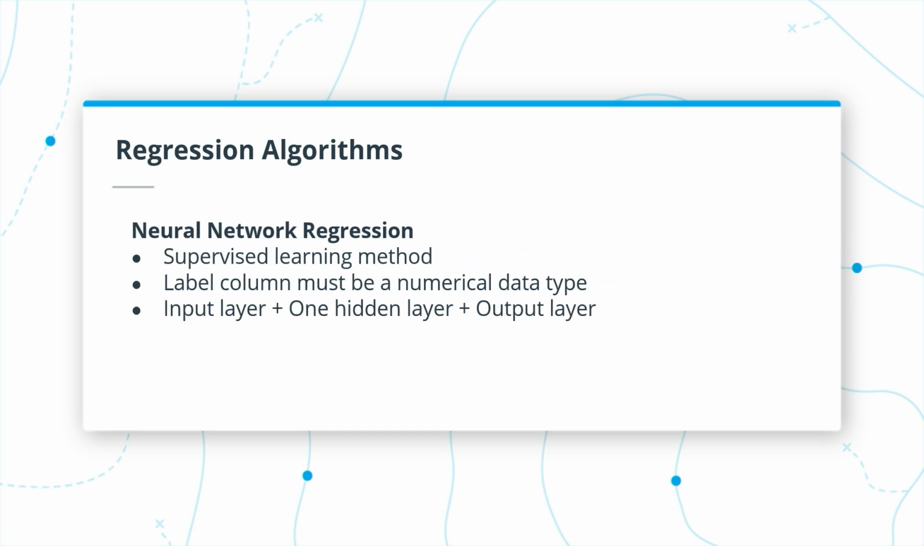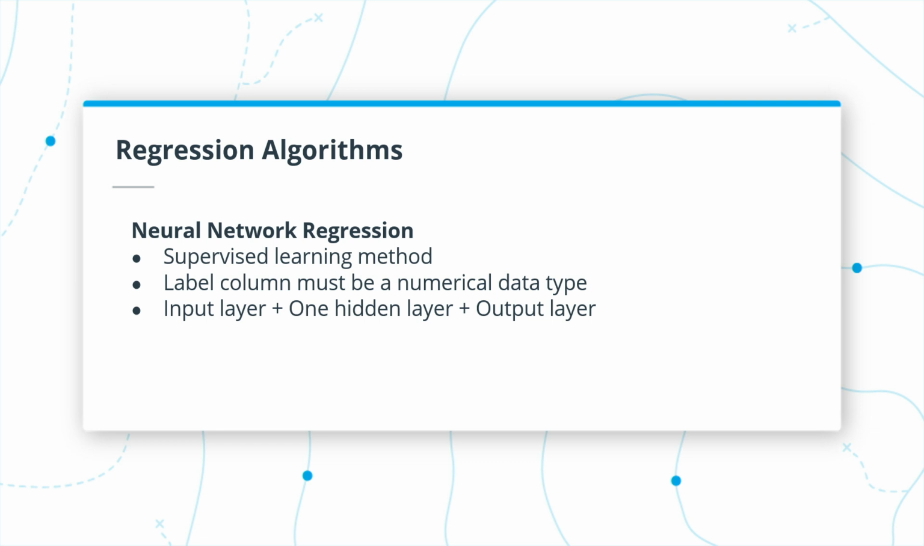The next algorithm is a neural network regression algorithm. This is a supervised learning method and therefore requires a tagged dataset, which includes a label column. Because a regression model predicts a numerical value, the label column must be a numerical data type.